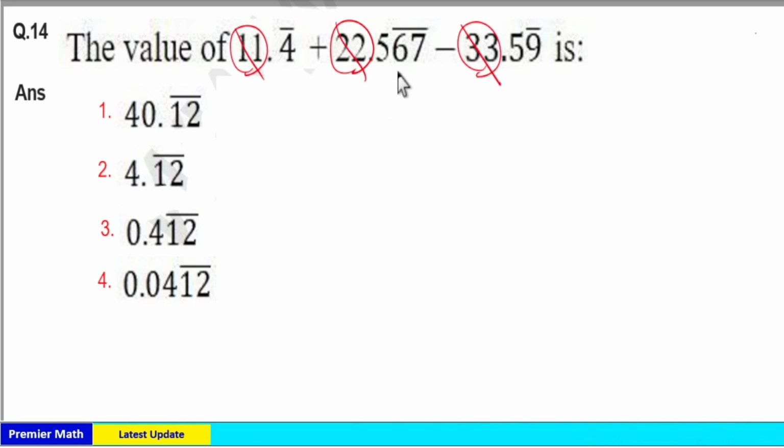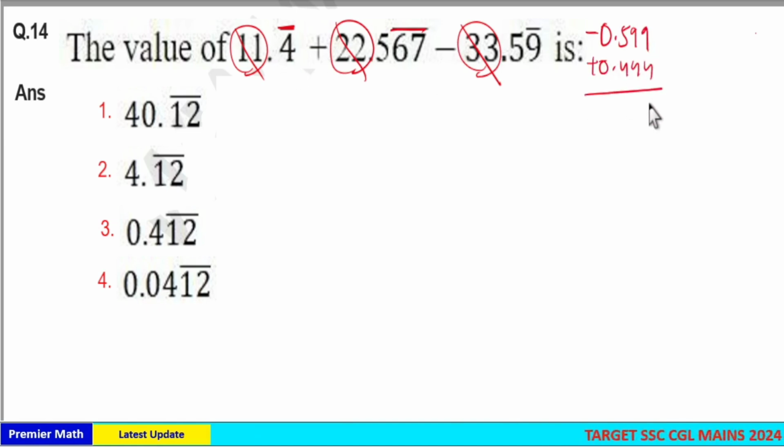Now take the sum of decimals. Here bar represents repetitive decimals. Bar on one number means only one number is repeating. Bar on two numbers means two numbers are repeating. So take the sum of bar on one numbers first. Here this is minus 0.9 bar, 9 is repeating. And here you have plus 0.4 bar, means 4 is repeating.